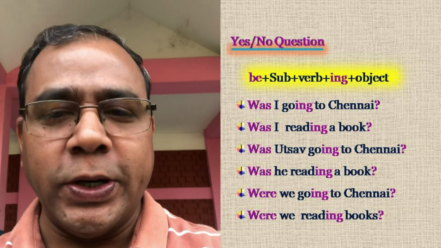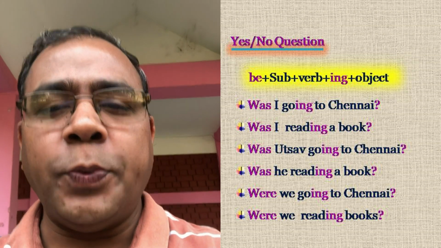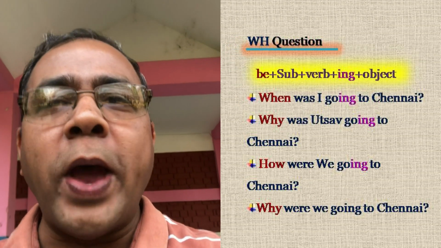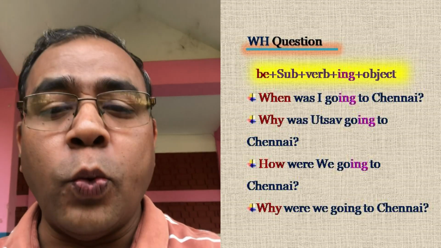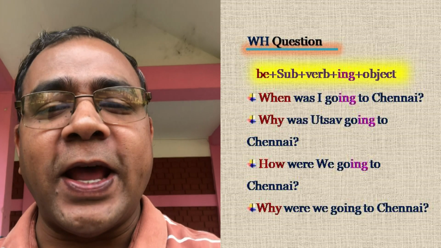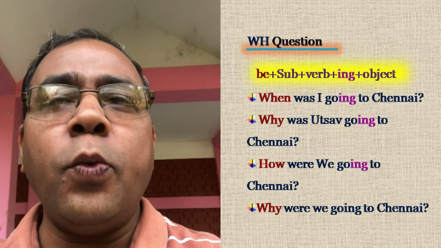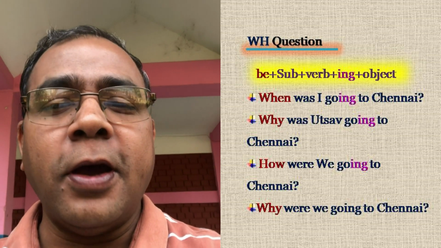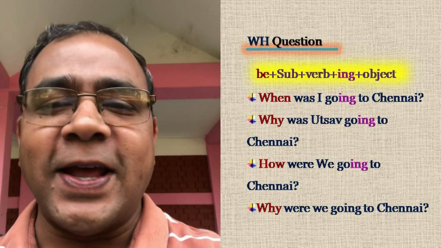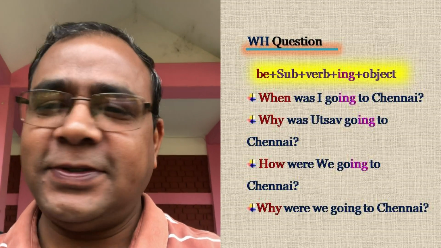The WH question is the same. Exactly, you put the WH word in front of the be verb. Let's see. When was I going to Chennai? Why was Utsav going to Chennai? How were we going to Chennai? Why were we going to Chennai? See, easy.